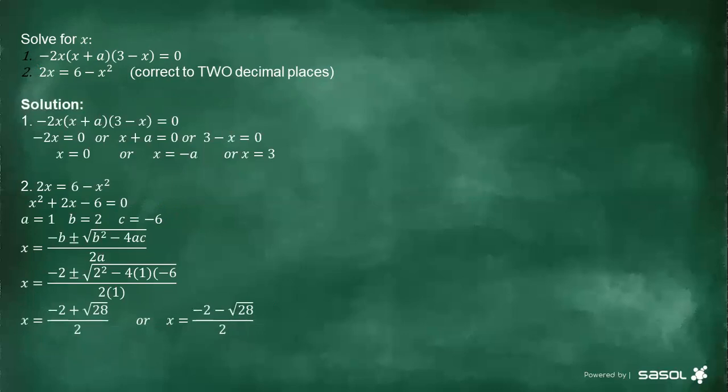Now we're going to separate the plus or minus. Then after that you have 1,65, and the other one is negative 3,65. All right.